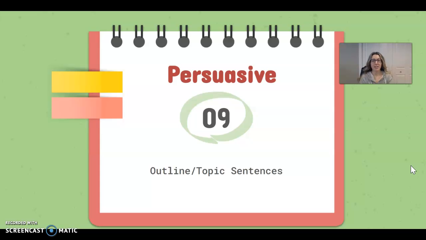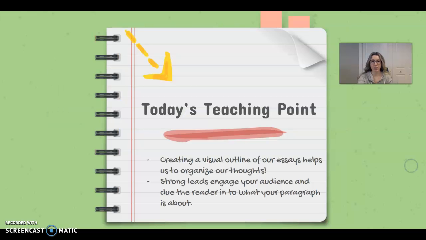This is going to be about our outline and our topic sentences today. So we're going to be taking a look at the skeleton of our paper and how we can create some topic sentences that will engage our reader.